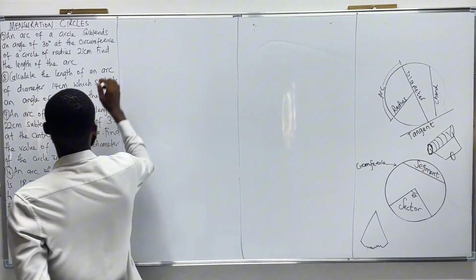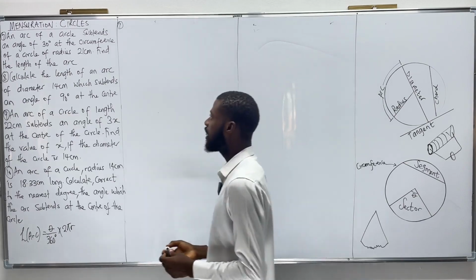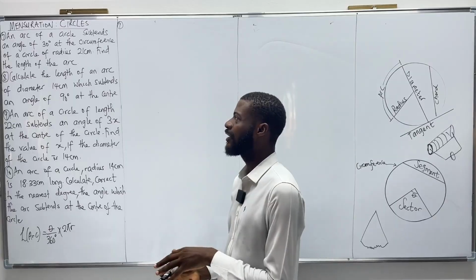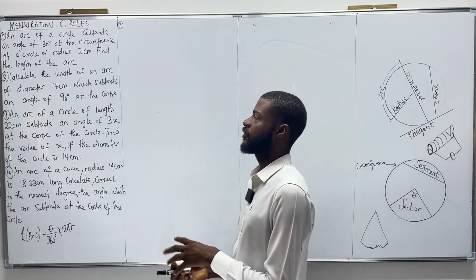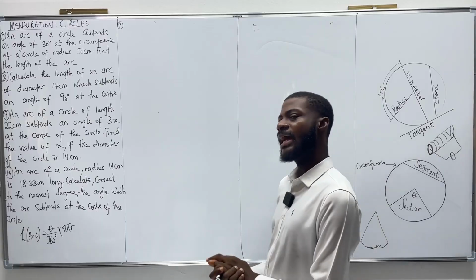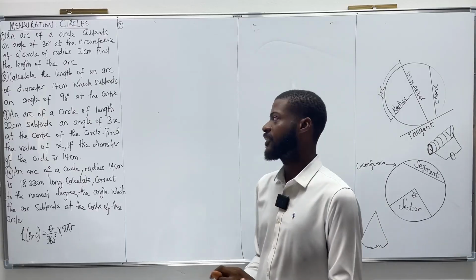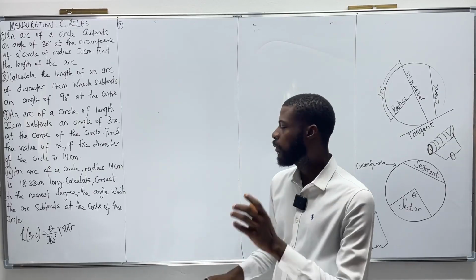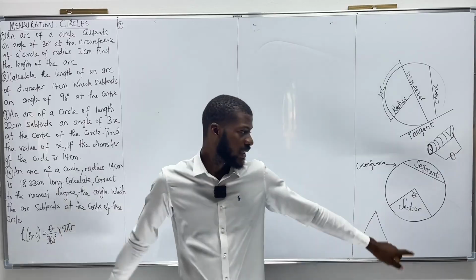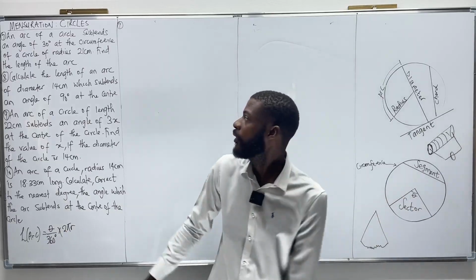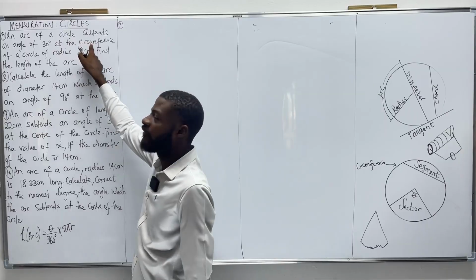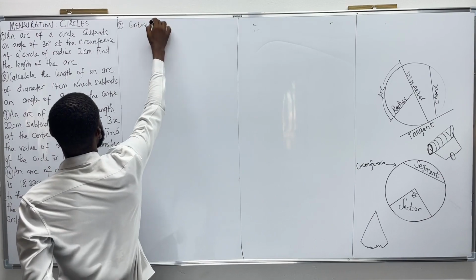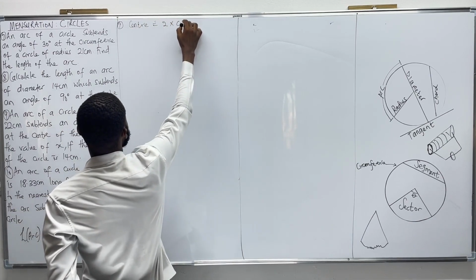All right, so the first one is question 7. An arc of a circle subtends an angle of 30 degrees at the circumference of a circle of radius 21 cm. Find the length of the arc. To start with, ladies and gentlemen, please take note that the angle must be the one at the center. This theta must be the one at the center. It's a must. But this angle was at the circumference. So what would I do? I need to remember that the angle at the center is always 2 times the angle at the circumference.